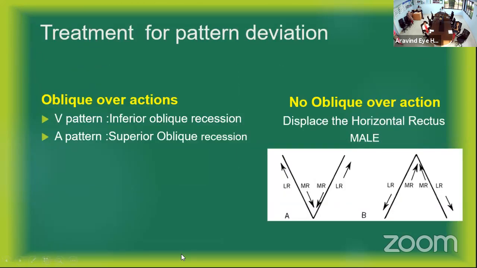So how will you tackle these pattern deviations? If there are oblique overactions, we manage the obliques. V pattern is mostly caused by the inferior oblique and we weaken it, and A pattern is caused by the superior oblique. There also we weaken the superior oblique. If there is no oblique overaction and still the patient has a pattern deviation, then when you recess and resect the muscle, this is how we transpose the muscle. In case of the medial rectus, it's always displaced towards the apex, and in case of the lateral rectus, it's always displaced towards the open end.